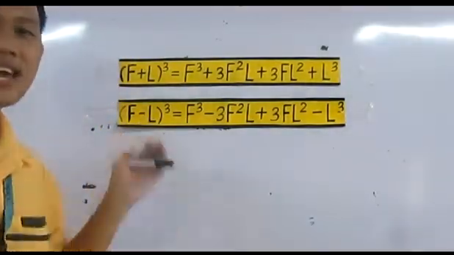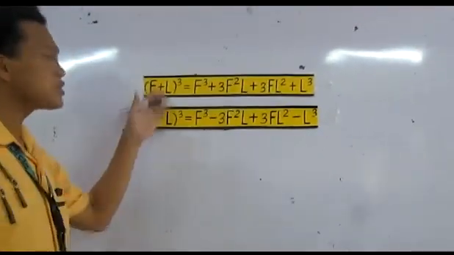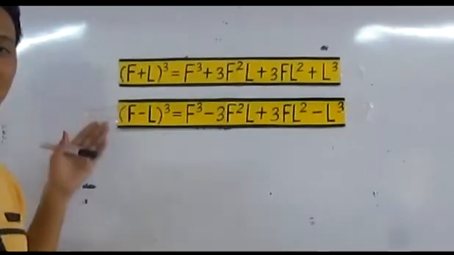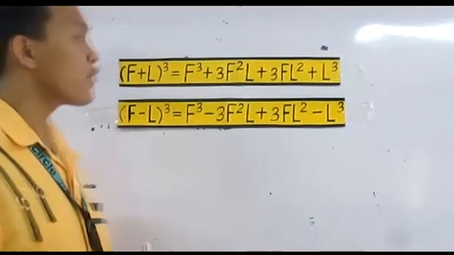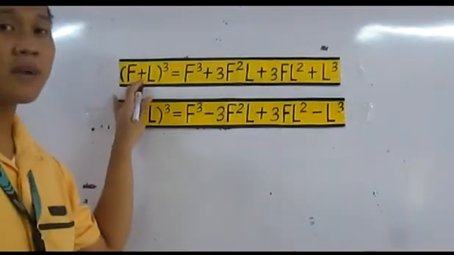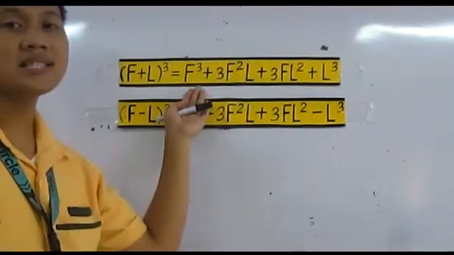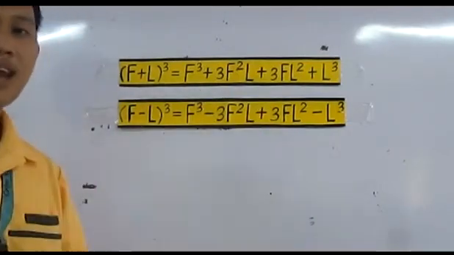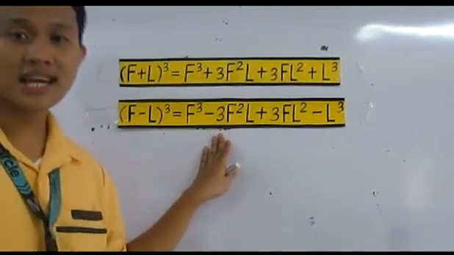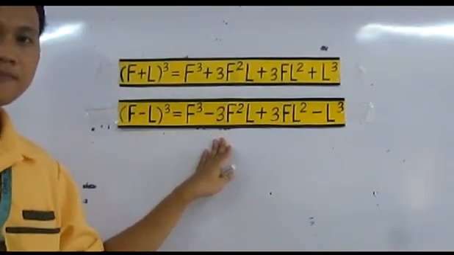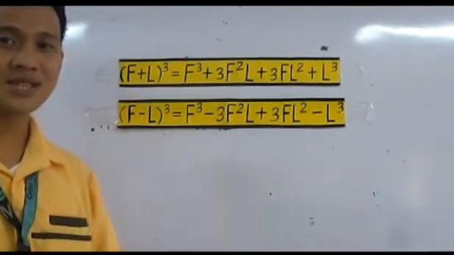As you can see, we have two formulas here. The two formulas will be determined by the given. For example, if you have a cube of a binomial whose sign is positive, then you are going to follow the positive sign formula. And whenever it is negative, the negative sign is located on the second term of its product. Now let's try to evaluate the illustrative examples.